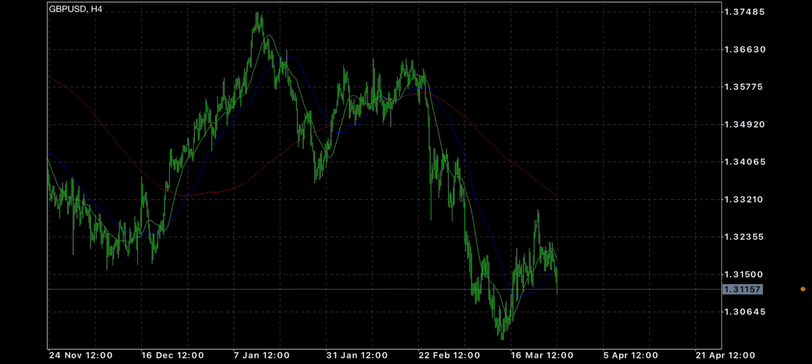Today, we're going to be looking at the British pound, which is the currency for the United Kingdom, and we're going to be looking at the British pound USD.